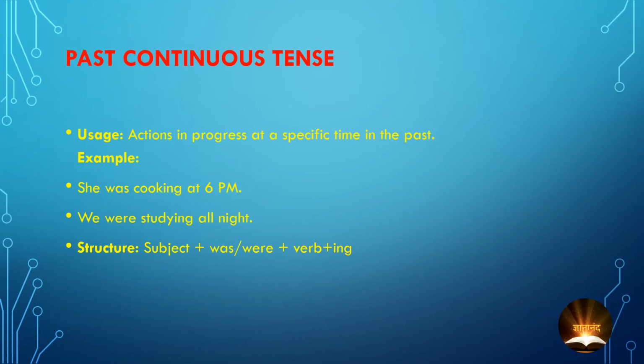Past continuous tense. Use this tense to describe actions that were happening at a specific time in the past. For example, she was cooking at 6 p.m., or we were studying all night. Use was or were with the verb plus ing.